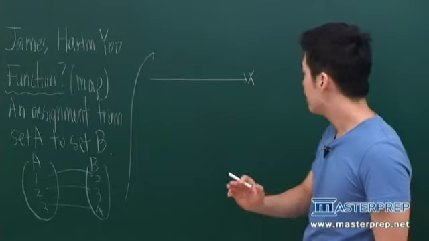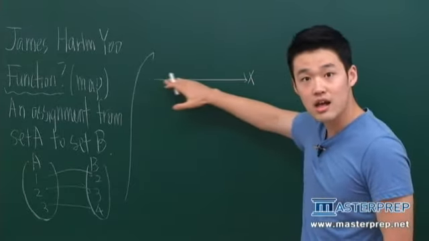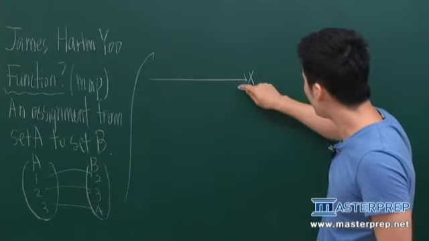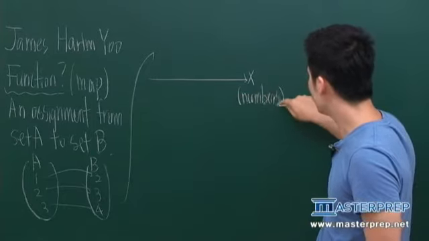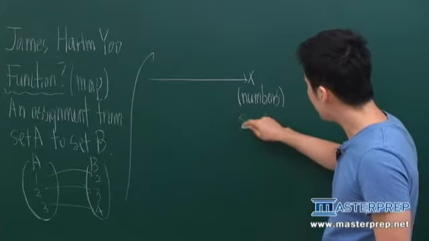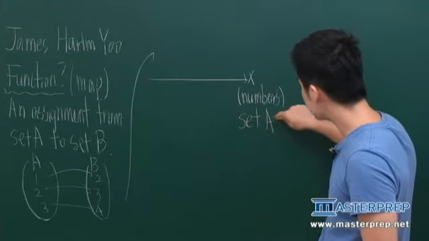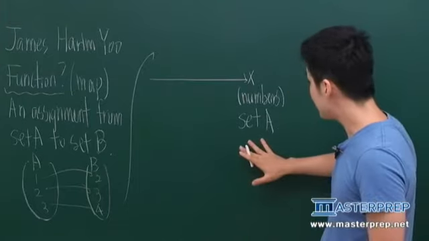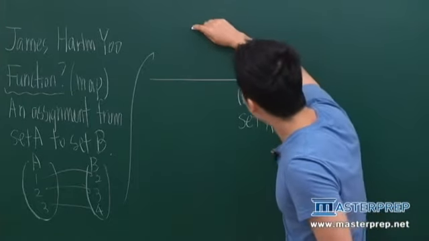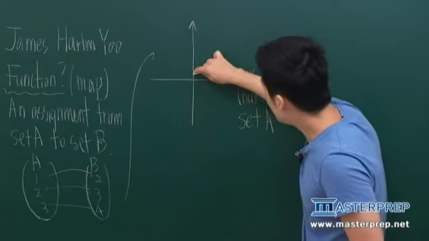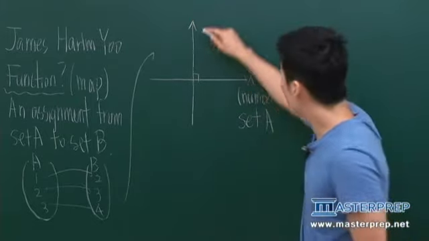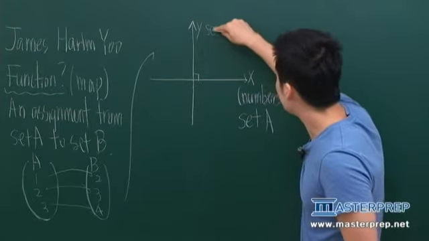That's what you have learned. But here's the thing: in this line, we have real numbers, all numbers. Those numbers are set A. Let's call that set A, and let's draw an orthogonal line, which means a perpendicular line, and let's call it Y, which is set B.